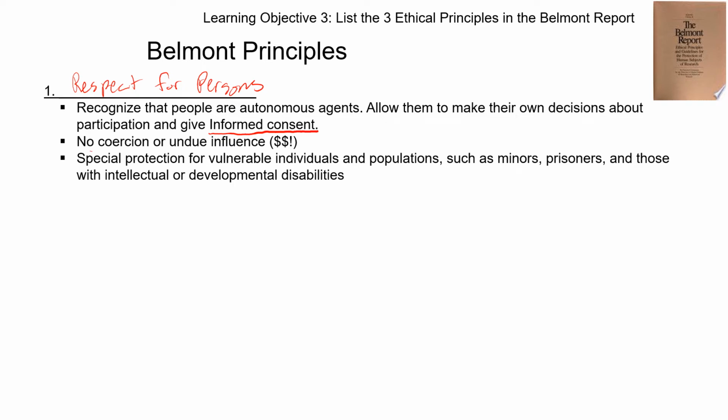There can be no coercion or undue influence, and I put the dollars here. I already talked about that. The money that's given for participating in research needs to be low enough that it's not going to coerce people into participating just for the money. And there needs to be special protections for vulnerable individuals and populations, such as minors, prisoners, and those with intellectual and developmental disabilities. This again came from those studies that did research on participants that were vulnerable and didn't take into ethical concern those groups.